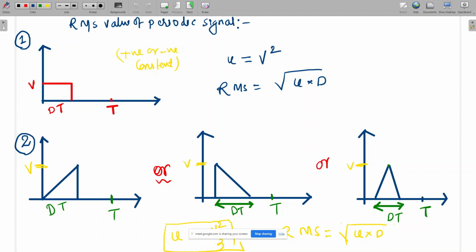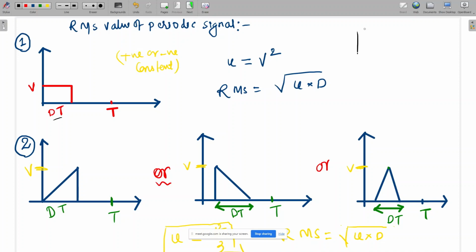For this type of signal, what is U? U is V square. Any constant value will appear for D T time. Either it can be like this, or let's say like this. This is the time period, and in the middle also some D T pulse is appearing. T is the time period and the magnitude is V.